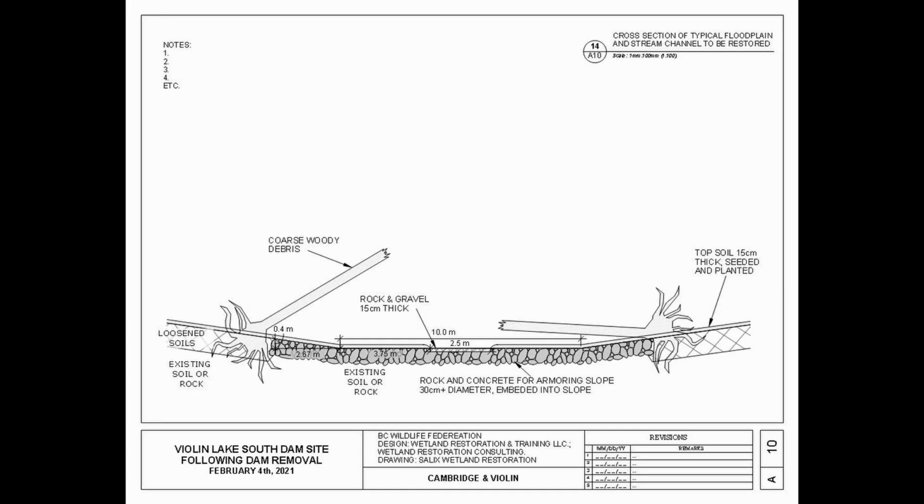A floodplain that was level in cross-section and 10 meters wide would be built. A shallow stream channel averaging 2.5 meters wide would be built on the floodplain. The floodplain and stream channel would be armored with a thick layer of rock that would control erosion and prevent beaver from digging a canal that could lower the elevation of water in Violin Lake.